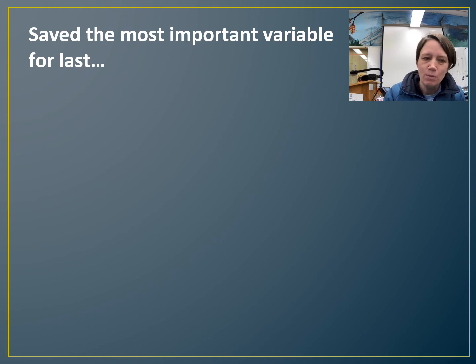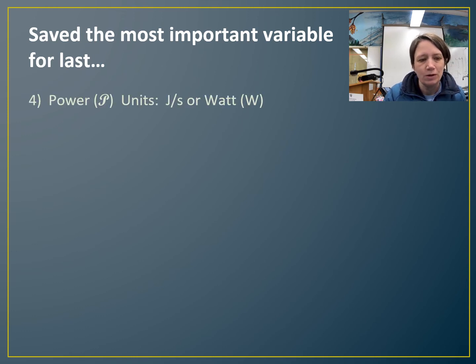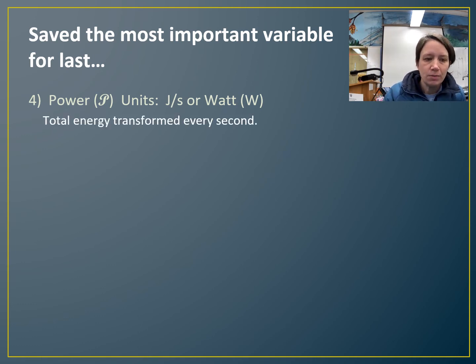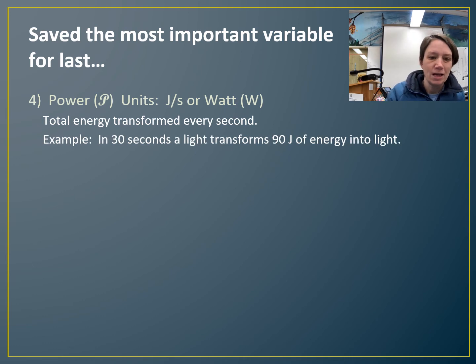All right, so I saved the most important circuit variable for last, and that is power. Power is written as an uppercase cursive P. I don't know that that's the best symbol that I wrote right there, but it's kind of a cursive P. And the units for power are joules every second, which is otherwise known as a watt. You may have seen power written before on light bulbs or other devices at your house in watts. The reason power is important is because it is the amount of energy that is transformed every second. And that's really the point of a circuit, is to take electrical energy and turn as much of it as possible into other kinds of energy every second.